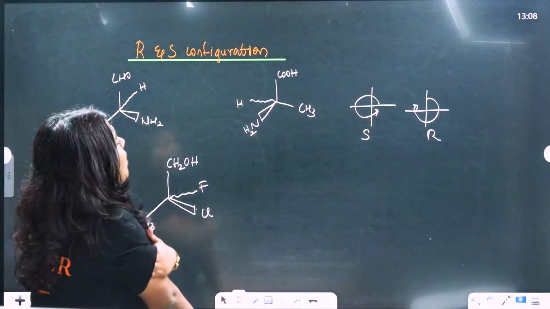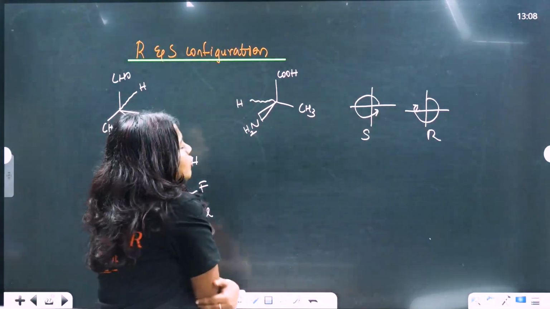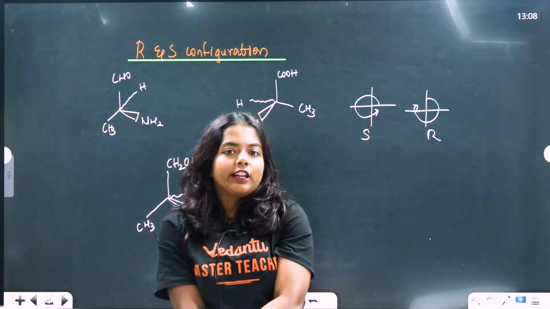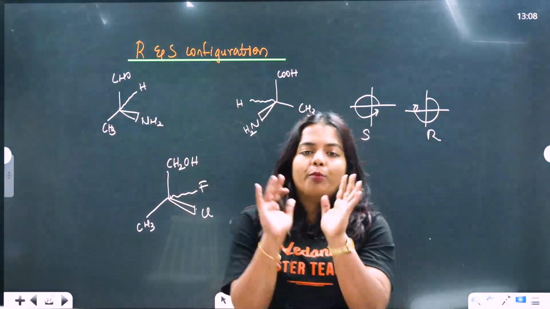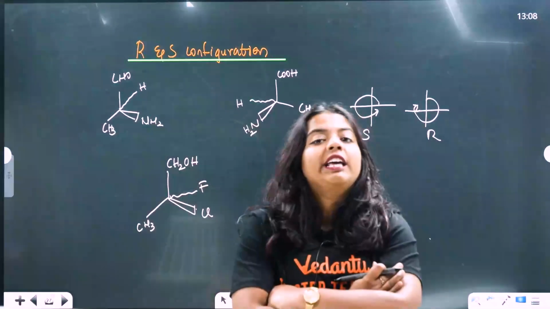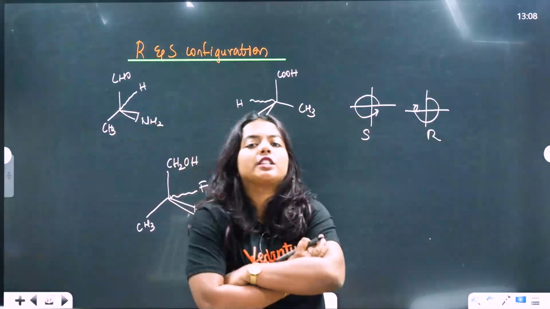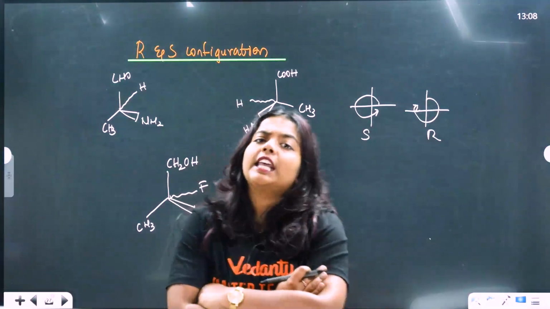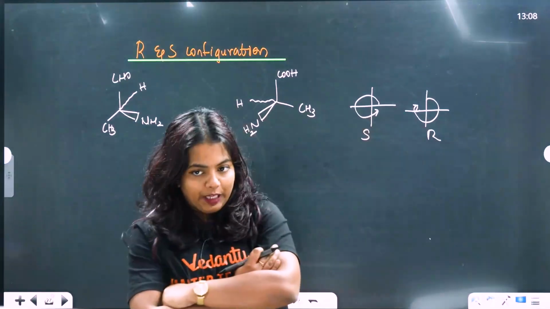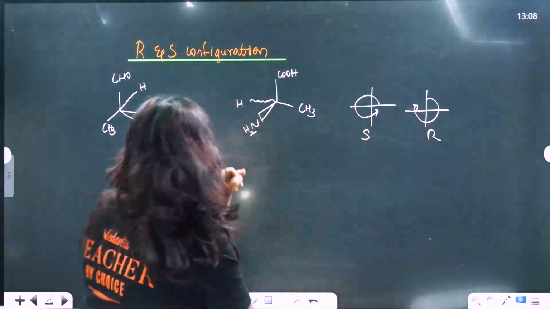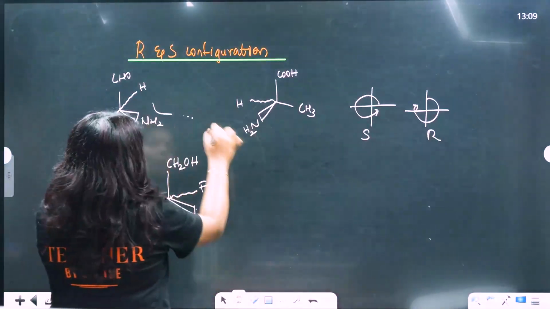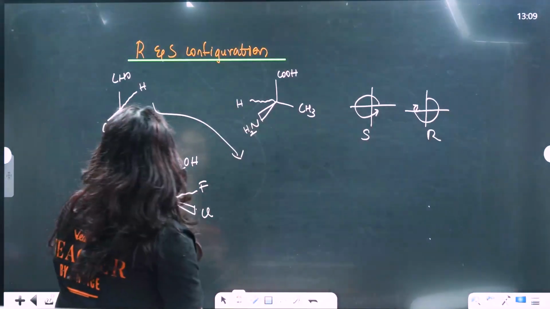Okay, now R and S configuration. To find R and S configuration: if the compound goes in the clockwise direction, that is the R formula. If it goes in the anti-clockwise direction, that is the S formula. If you ask, ma'am, how do we find whether it is clockwise or anti-clockwise, it's very easy, my dear students, listen carefully. First of all, let us write the formula for this. Okay, these are all different now. Yes.